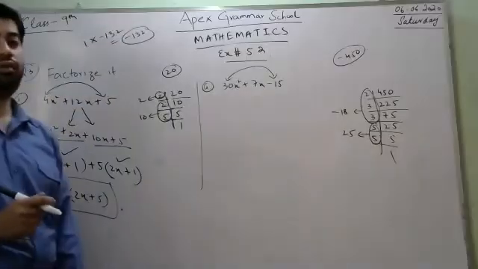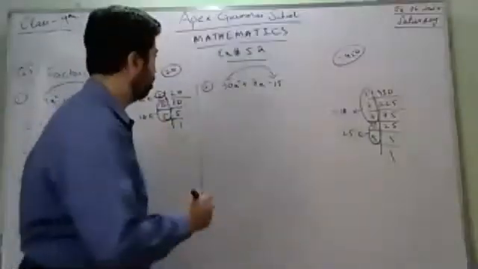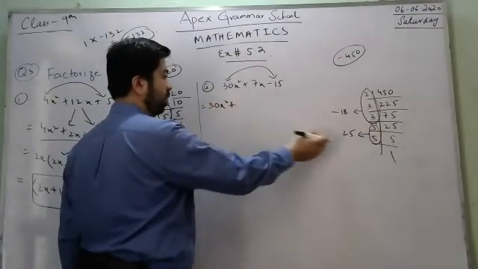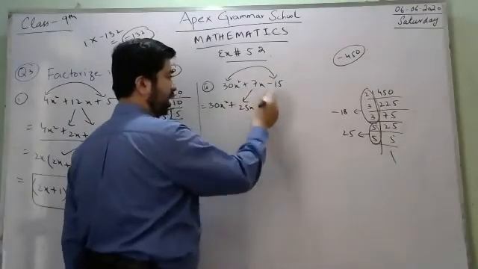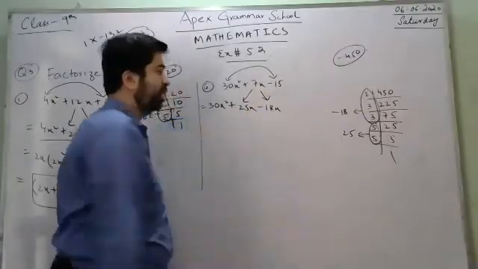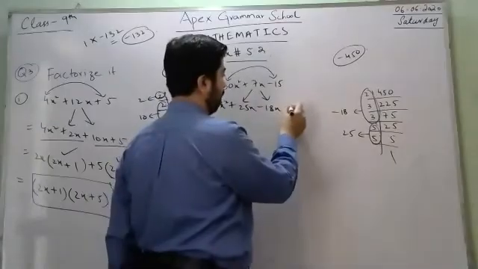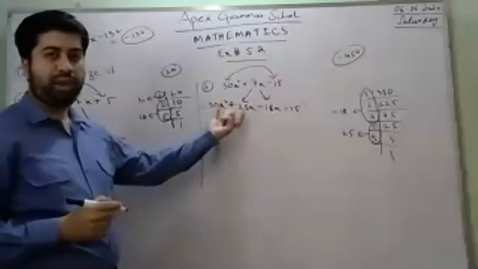And 25 minus 18, what will be the answer of 25 minus 18? Yes, it is a positive sign. So it meets the situation. 30x square plus 25x and then minus 18x, because 25 minus 18 makes positive 7x. After that, negative 15. Now, what is common here?